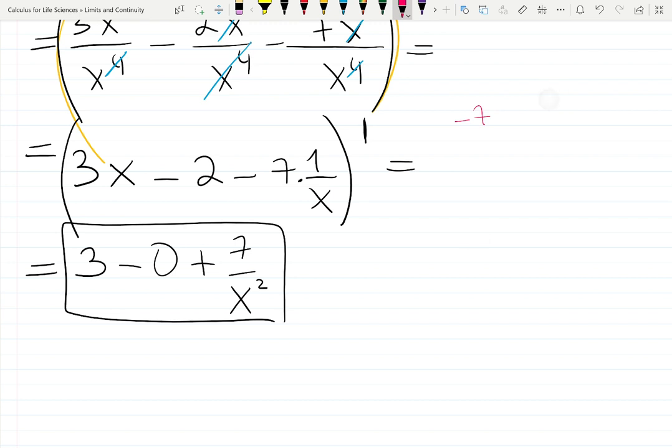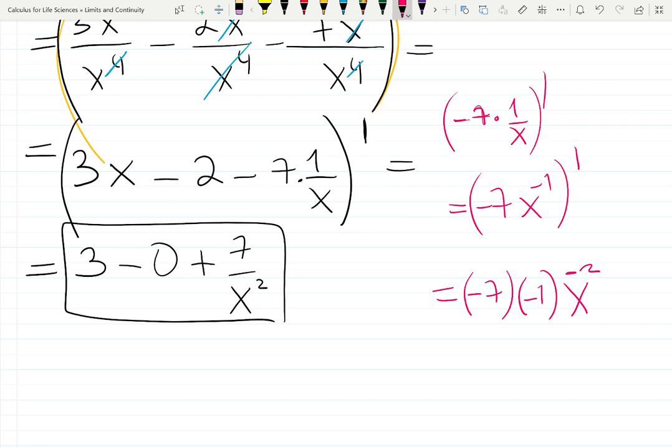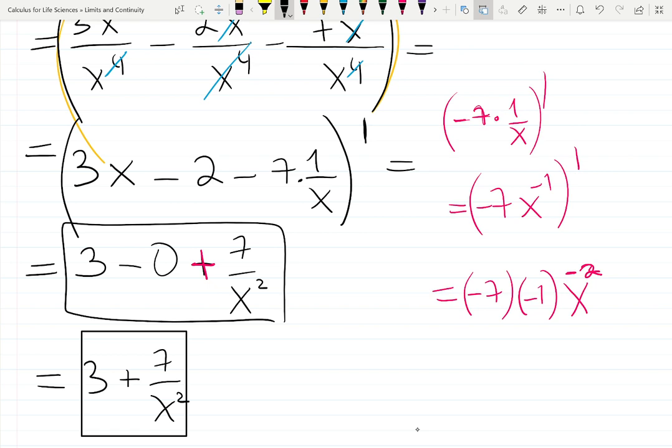How did we do minus 7 times 1 over x? Minus 7 times 1 over x prime. We can rewrite it as minus 7 x to the minus 1, prime, and that is minus 7 multiplied by minus 1 x to the minus 2. Minus 7 times minus 1 gives you plus, and then x to the minus 2 is 1 over x squared. So the answer is 3 plus 7 over x squared. So this is the fastest way to do it. Instead of seeing it as a huge fraction, you break into smaller fractions and work with them. Pretty cool.